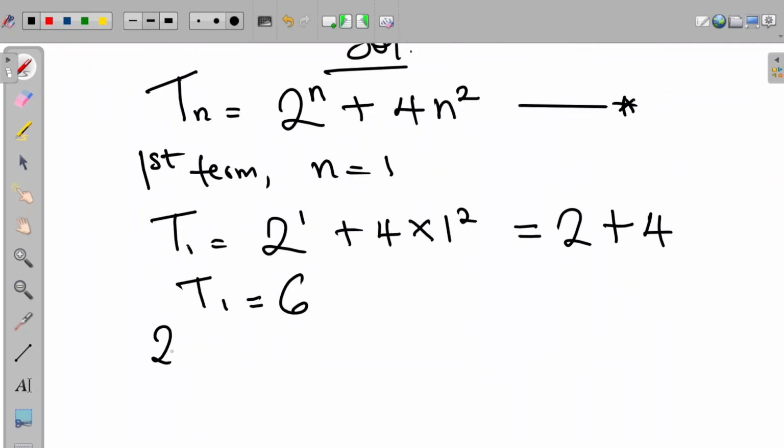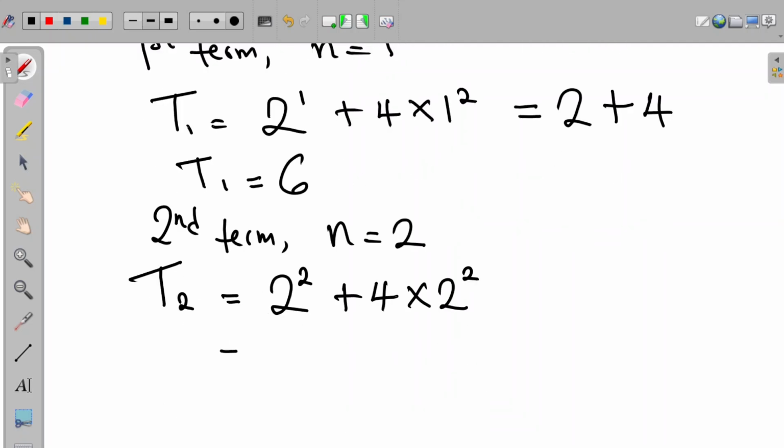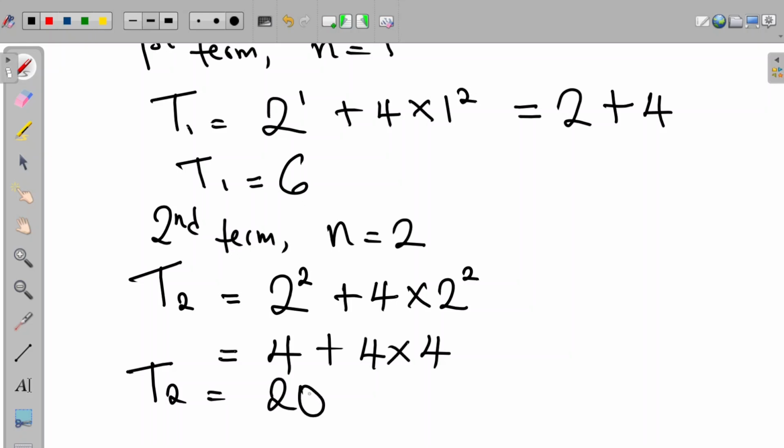Also, the second term, where n is equal to 2, we have that the second term, t subscript 2, is equal to 2 to the power of 2 plus 4 times 2 to the power of 2. So 2 to the power of 2 is 4, plus 4 times 2 to the power of 2, which is 4 also. So from order of operation, 4 times 4 is 16. 16 plus 4 is 20. So therefore, the second term of the sequence is 20.